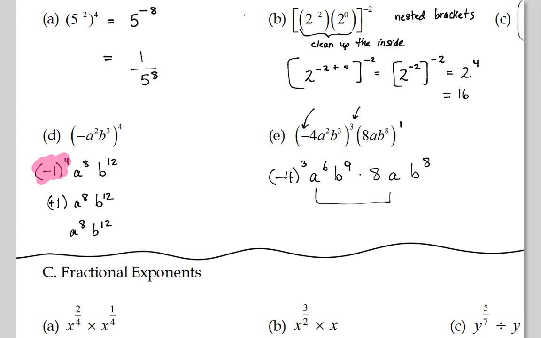Let's just take care of these a's. That's 7 of them. That's easy. 9 and 8 makes 17 of those b's. That's easy. Now you got to put together the coefficient. These guys and this guy. So negative 4, negative 4, negative 4 is negative 64. And negative 64 times 8. I need a calculator. Negative 64 times 8, 512. And it's negative.